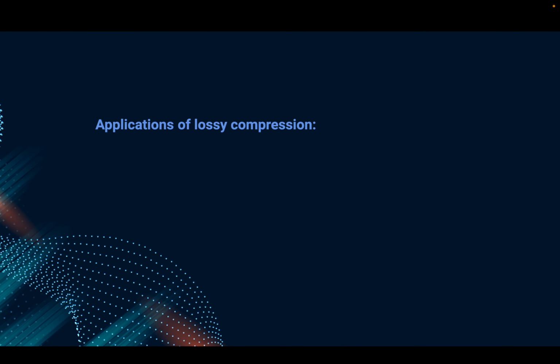Applications of lossy compression. Multimedia compression. Lossy compression is extensively used for compressing multimedia content such as images, audio, and video. Formats like JPG for image, MP3 for audio, and MPEG for video employ lossy compression to achieve high compression ratios while maintaining acceptable quality. Streaming and broadcasting. Lossy compression is crucial for efficient transmission of multimedia content over networks with limited bandwidth, enabling real-time streaming and broadcasting.